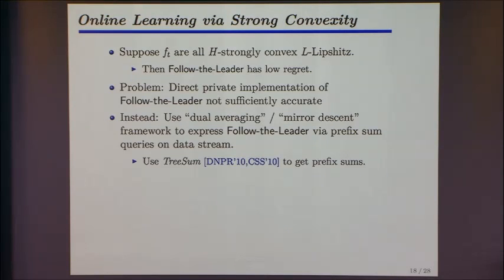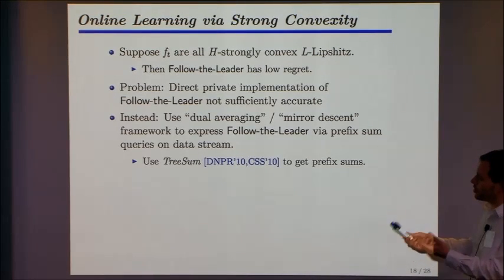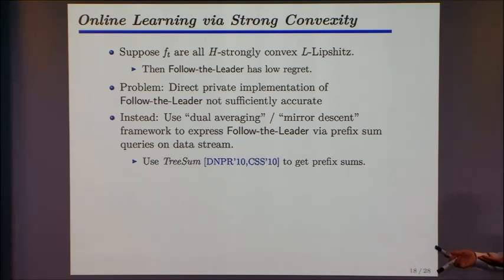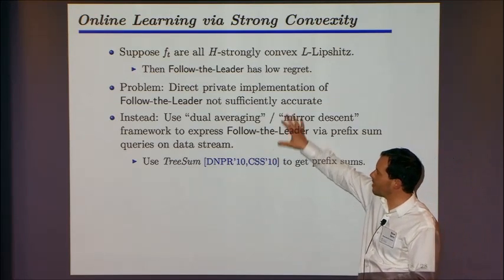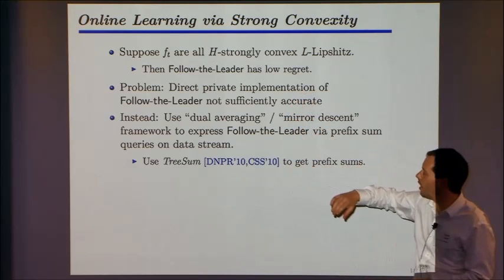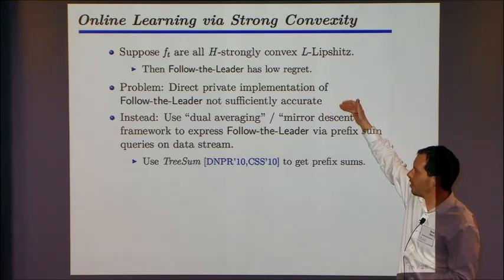Okay, so why is that lemma useful? Well, suppose that I've got a bunch of cost functions that are all strongly convex. Then I will use this stability lemma to argue that in fact follow the leader has low regret. It's a standard way to get a low regret algorithm. The problem is that just adding privacy to follow the leader directly doesn't work very well. It costs us a lot in accuracy.